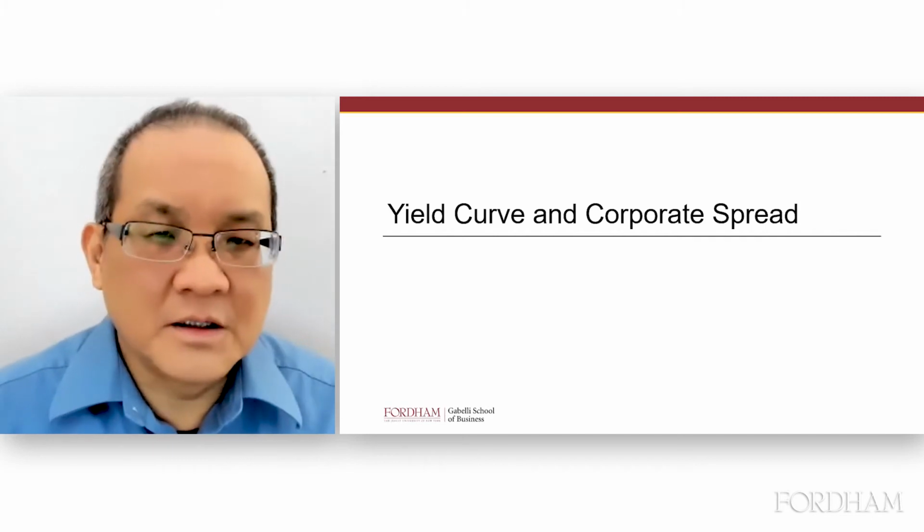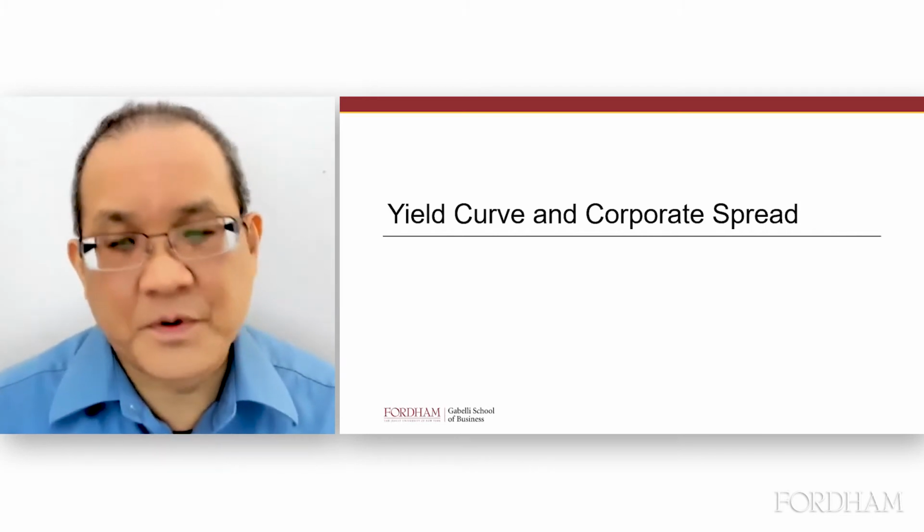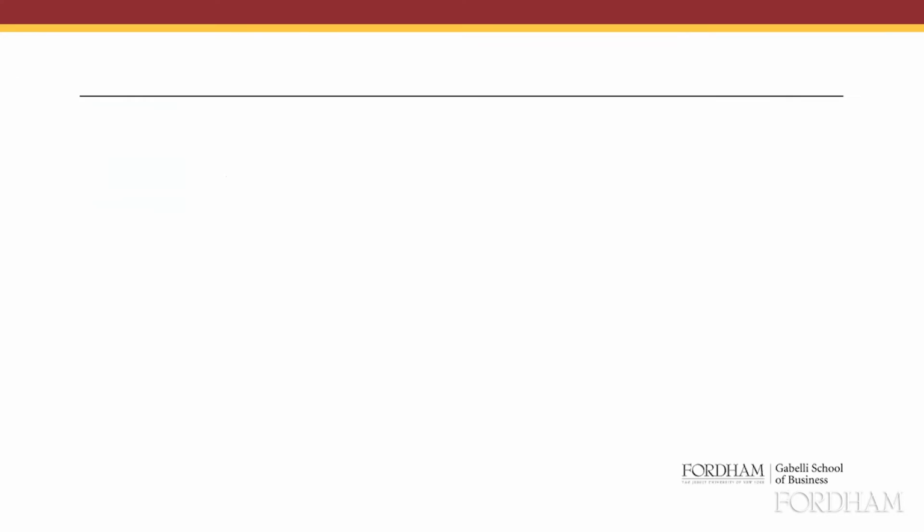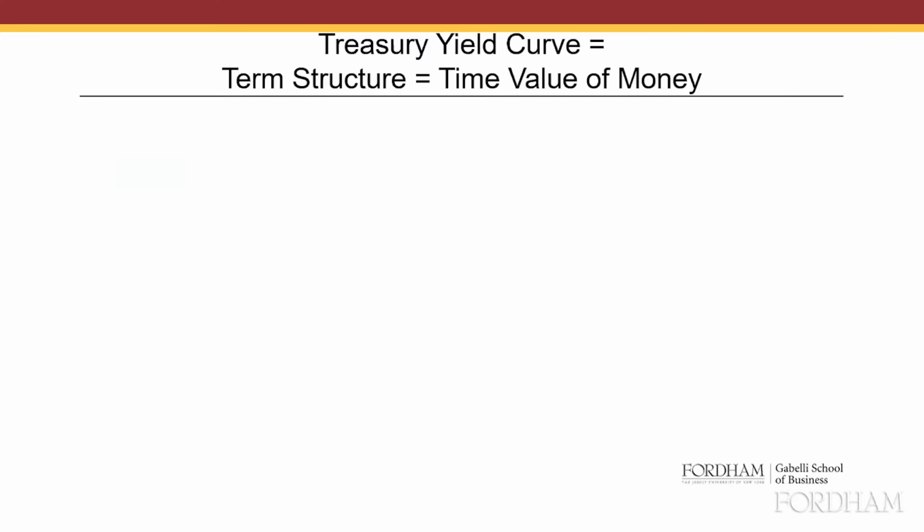Now let's look at the yield curve and corporate spread. When we talk about the yield curve, we often refer to the Treasury yield curve. Of course, there's a corporate yield curve, but most of the time we are looking at the Treasury yield curve. This is also known as term structure in a lot of academic research. In layman terms, this is known as the time value of money.